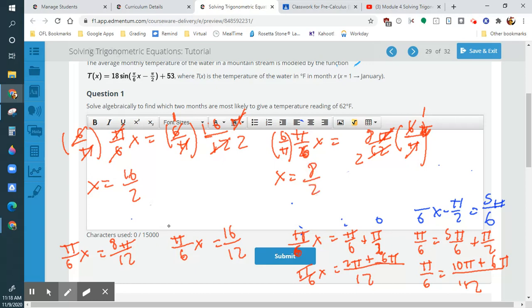So my months are going to be month 8, and I'm also going to get month 4. So this tells me that this one is April, and this one here is going to be August.